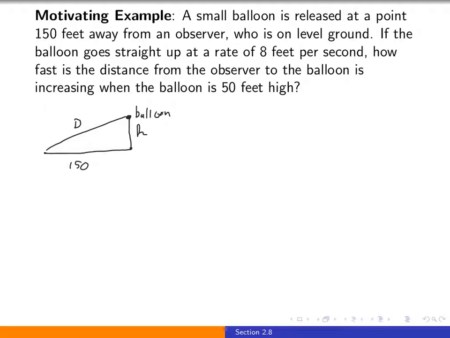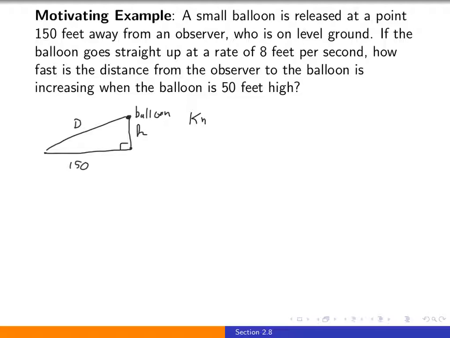And let's think about what information is given to us in this problem. So we are letting h be the height that the balloon is from the ground, and big D being the distance that the balloon is away from the observer, and this information is put in here in terms of this right triangle. So the question that I always try to think about first is, what do I know and what do I want to find?